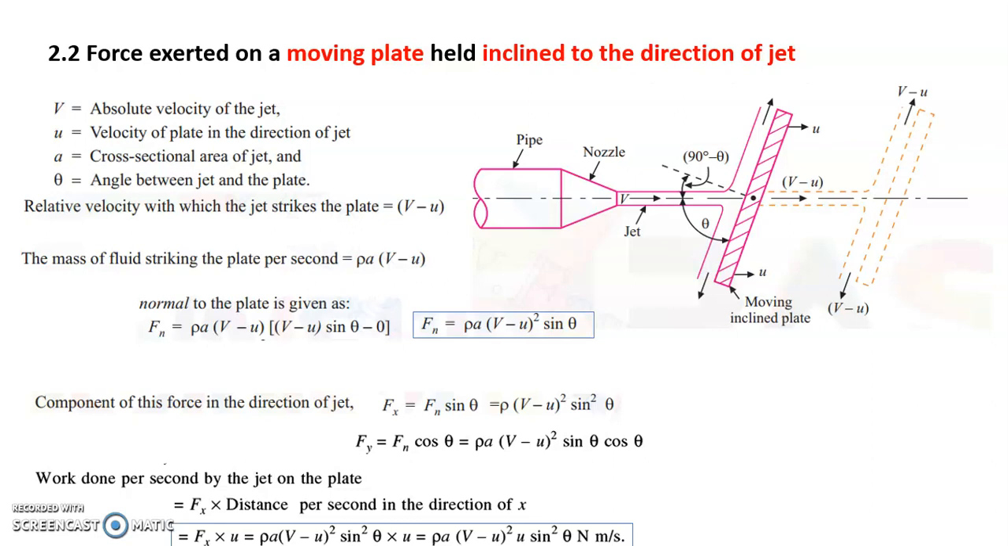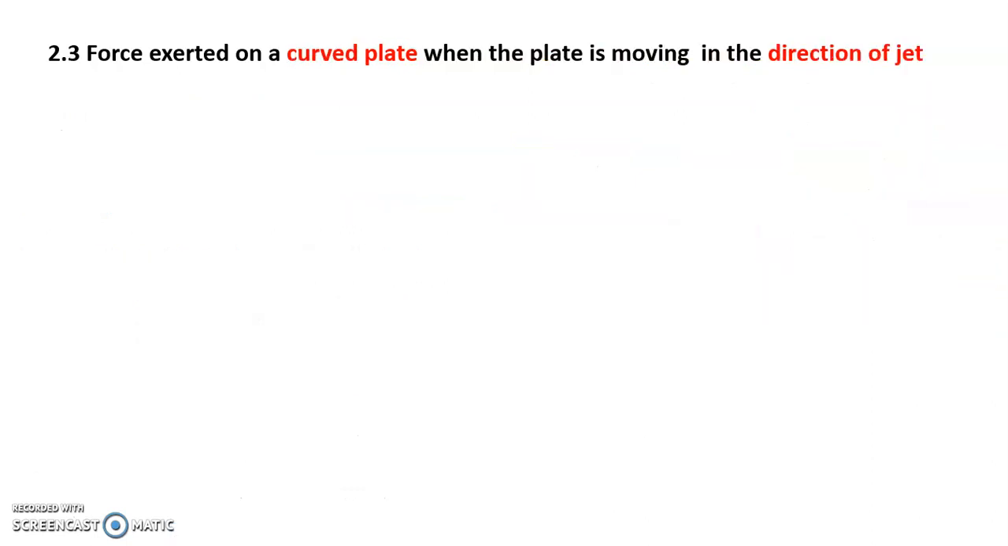So the formula is Fx = ρ a (V − u)² sin²θ × u. Let us proceed with the next case. The next case is the force exerted on a curved plate, or a vane, when the plate or the vane is moving in the direction of the jet. That means the jet is striking at the center.